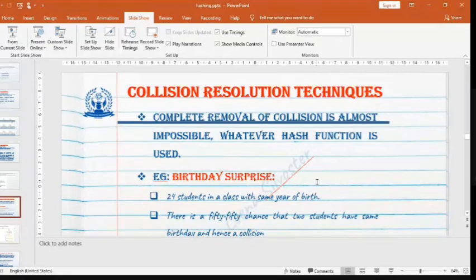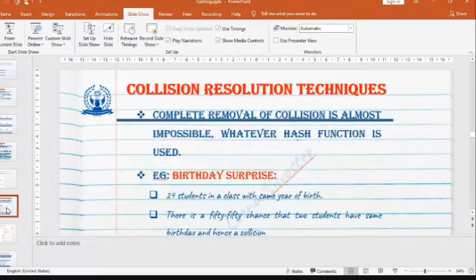Collision resolution, what do you mean by collision? Collision means more than one key is mapped to a single location. That is known as collision. Actually, only one key is allowed in a particular index. So if there exist two numbers at a particular index, we have to remove the collision. In some cases, complete removal of collision is impossible, but we have to minimize the number of collisions. Removal of this collision is known as collision resolution techniques. Complete removal of collision is almost impossible.